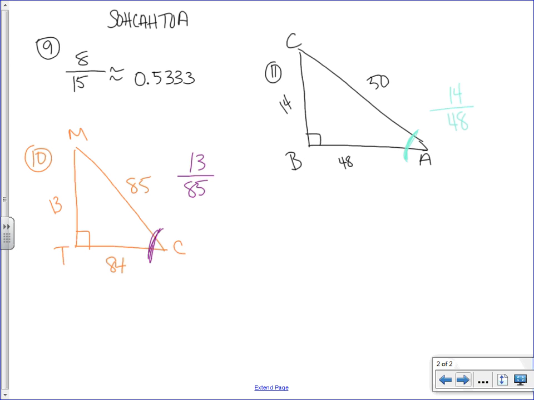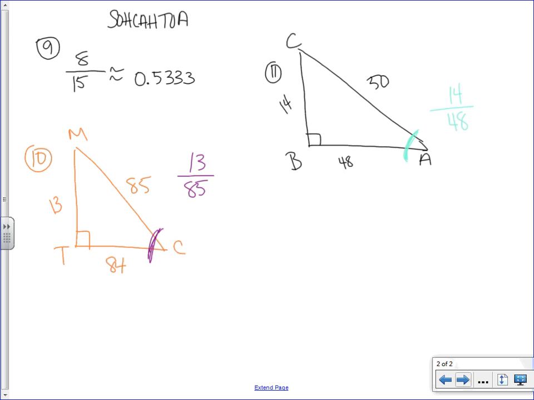Question 12, they ask which is correct. So you need to go through and look. Is the sine of A 15 over 17? No, because the side that's opposite of A is 8. So that's not correct. Choice 2 is also not correct. The tangent of A, tangent is opposite over adjacent. That should be 8 over 15. So that is not correct.